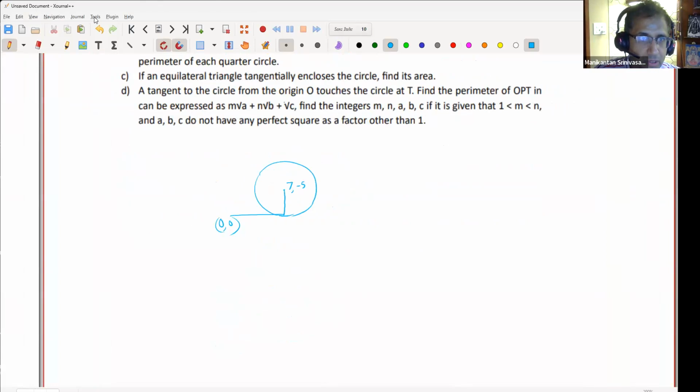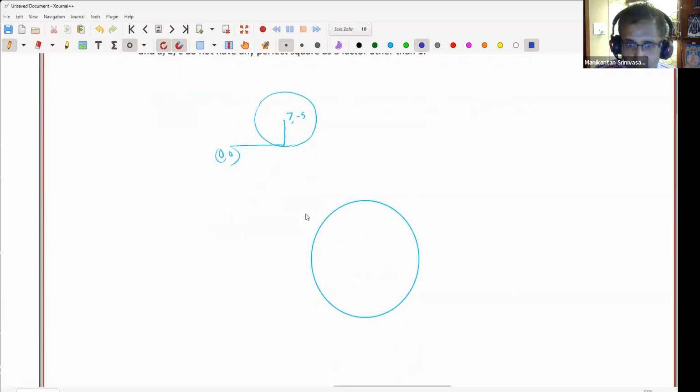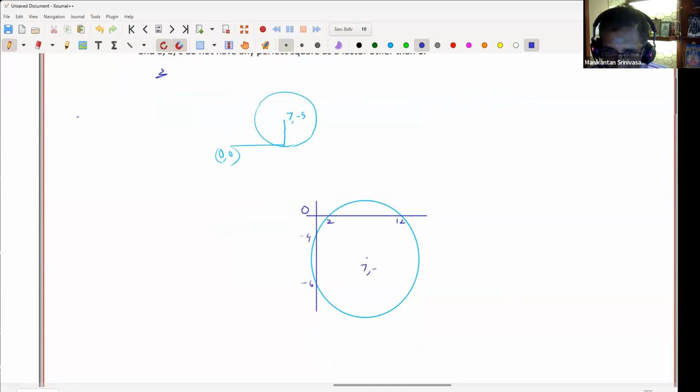Sorry, let's use the triangle itself. So this was the circle and origin was here. And then this vertical line came here. So this was that O. This is 2, 12, minus 4, minus 6. And this is origin, which is O. Now, this is P, which is the center of circle, which is 7, minus 5.